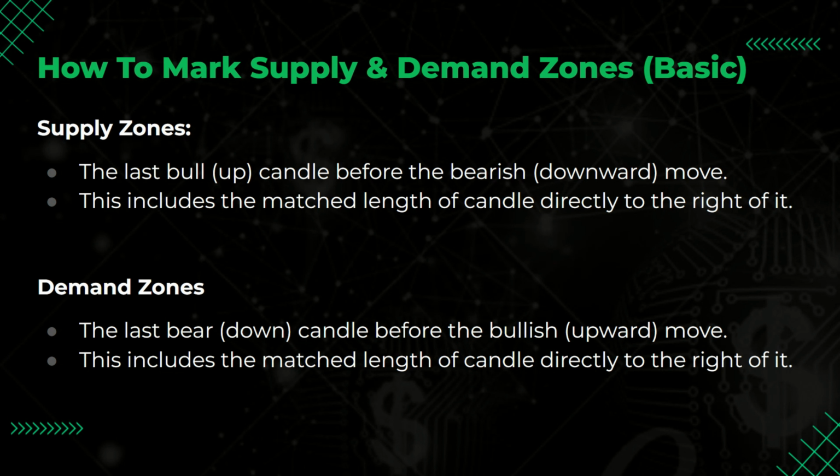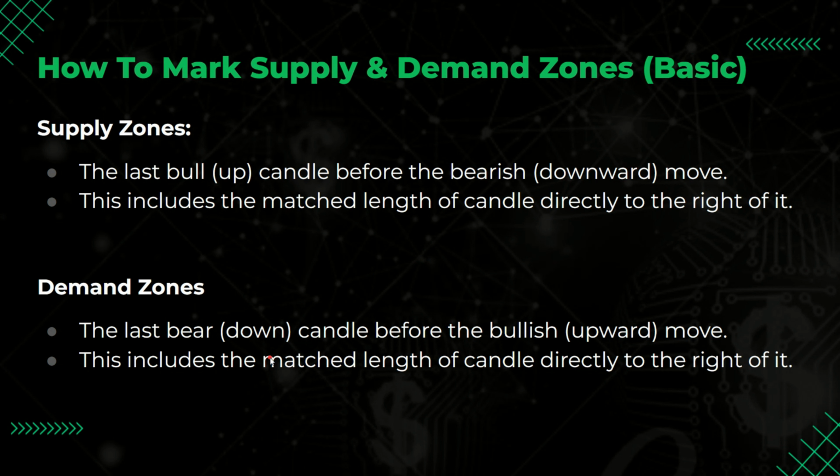Again, just to retouch on that, the last bull candle before the bearish move is a supply zone. This includes the matched length of candle directly to the right of it. So you have one candle up and then one candle down, and that is a supply zone. A demand zone is the last bear candle before the bullish move.